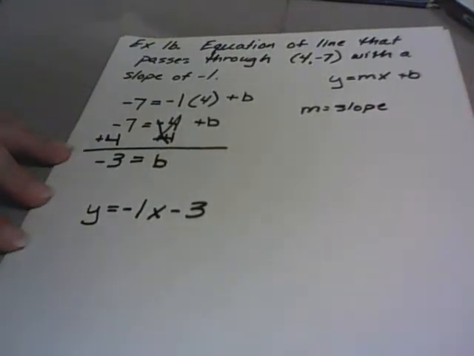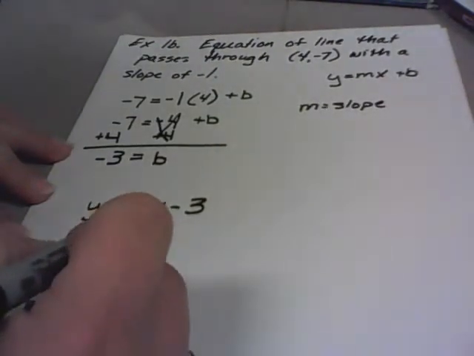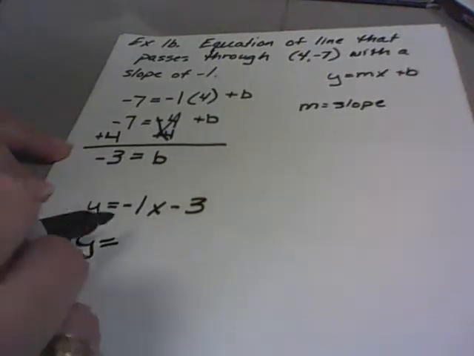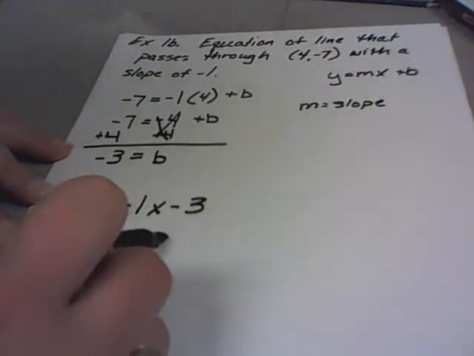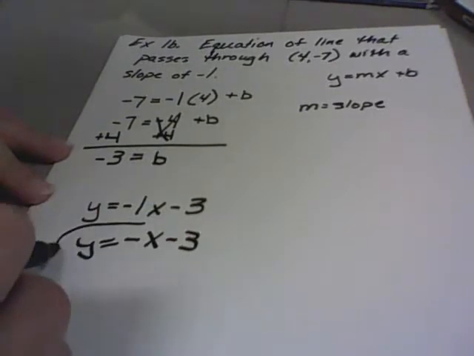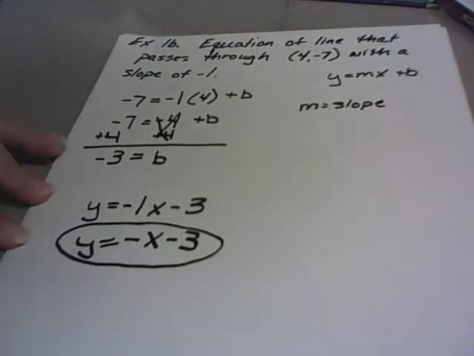However, if I have a 1 in front of a variable, I can also write it without including the 1. So I would have y equals -x minus 3. Either one of these would be correct, but to have the most simplified version of the equation, you would want to use the bottom here.